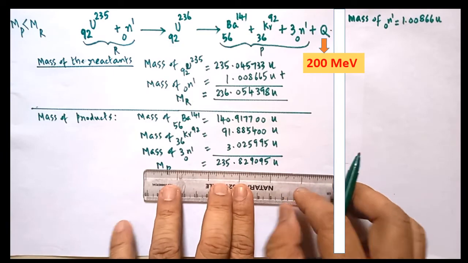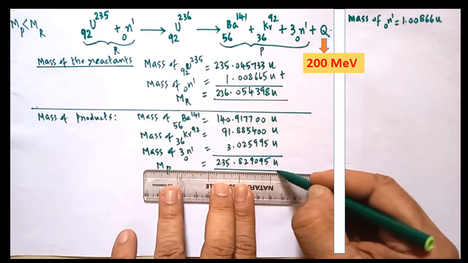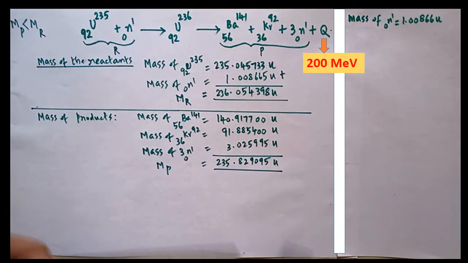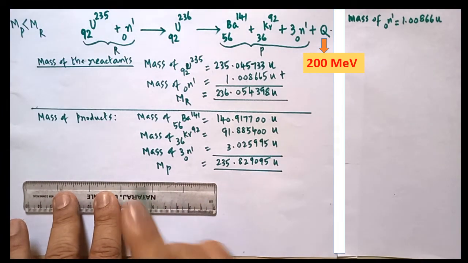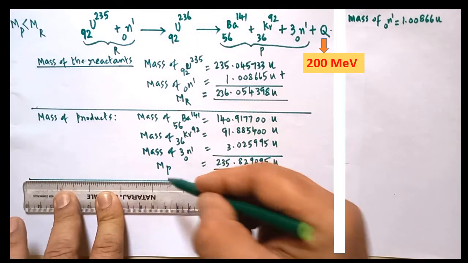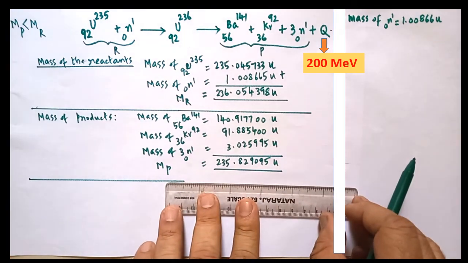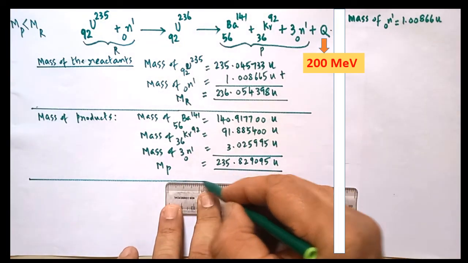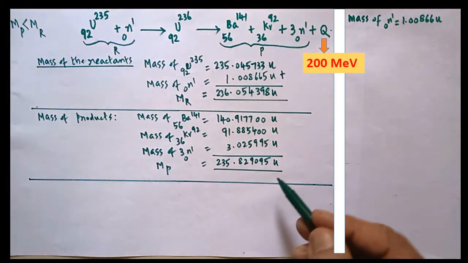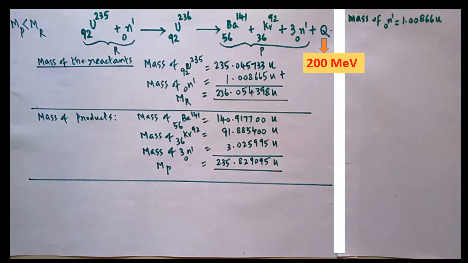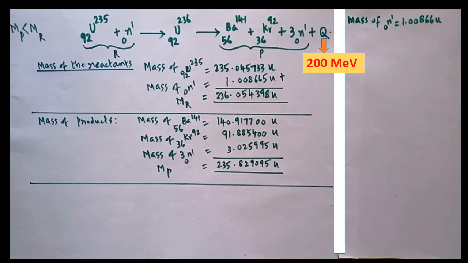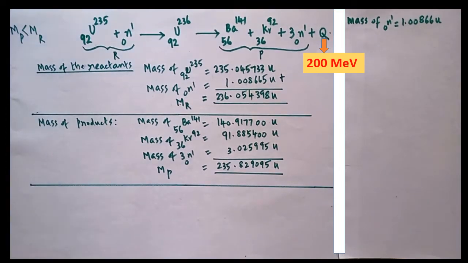So mass of the reactant is calculated, mass of the product is calculated. Now we have to compare mass of the product and mass of the reactant. After comparing, look at the value: whose mass is greater and whose mass is lesser? Now you can easily say, so clear, mass of the product is less and mass of the reactant is more.